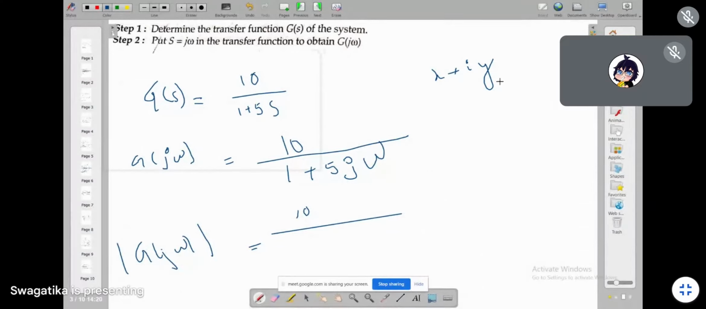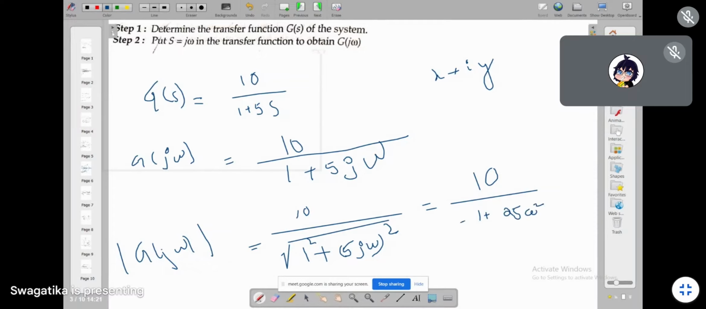How will you find out? x square is 1 plus 5 omega whole squared, root over. So I can say this is 10 divided by root over 1 plus 25 omega square, right?